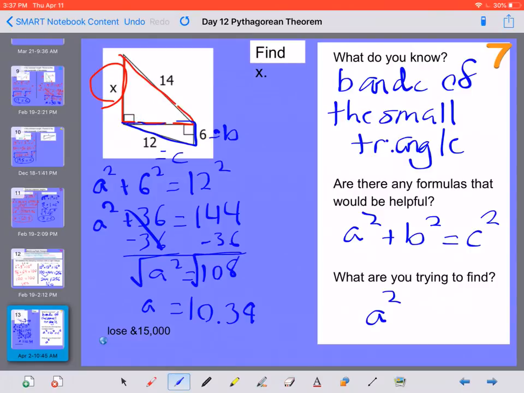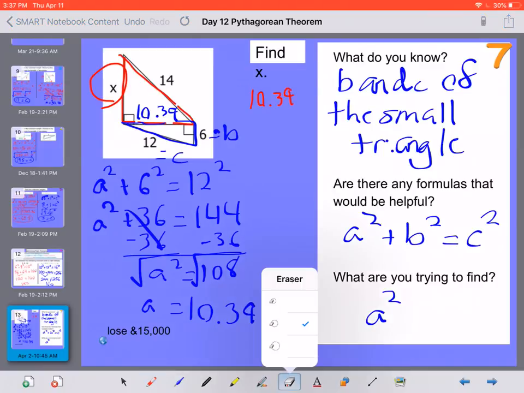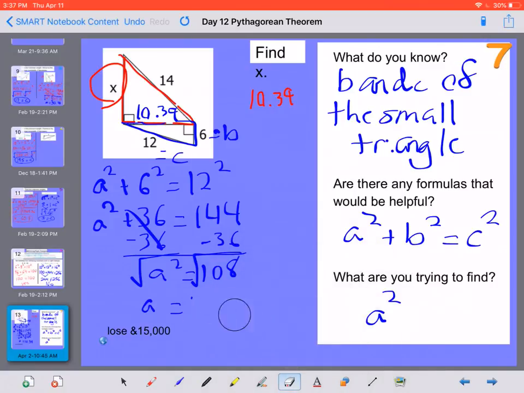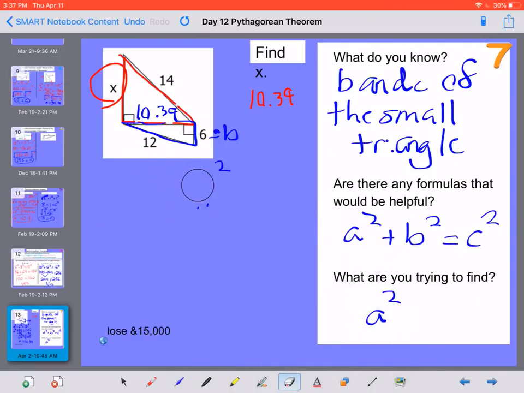So now we found what a is. We found that this is 10.39. Now what we can do is use that to figure out our next side, our x. Actually, I'm going to erase what I used to find this, so I can have some more room here. We can use 10.39 squared plus b squared equals 14 squared.